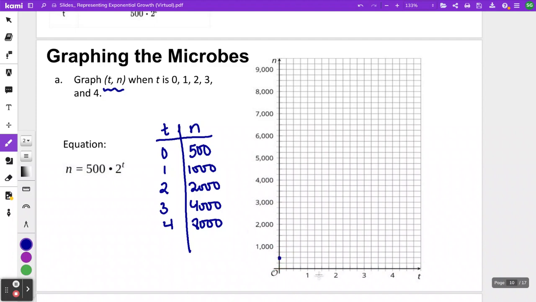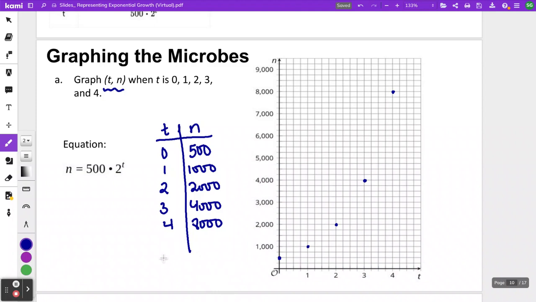At hour 1, we are at 1,000, so that's easy enough to graph. Hour 2, we are at 2,000. I can find that line for 2,000. Hour 3, we are at 4,000. I'm going to make sure I go up and not sideways, and right here. And then finally, hour 4, we are at 8,000. Right there. Okay. And so we have this graph here.